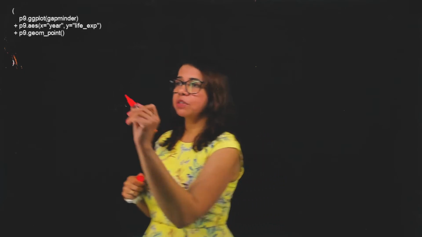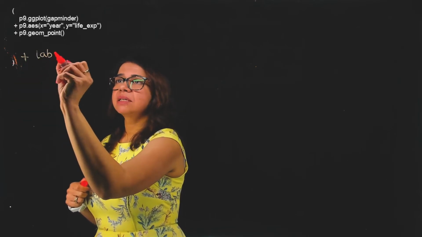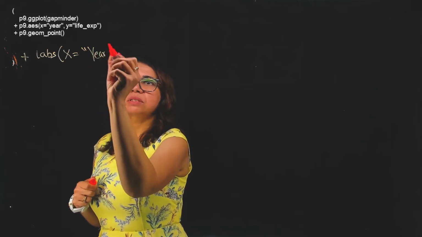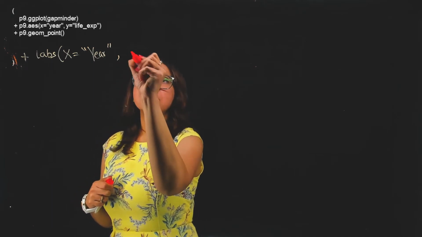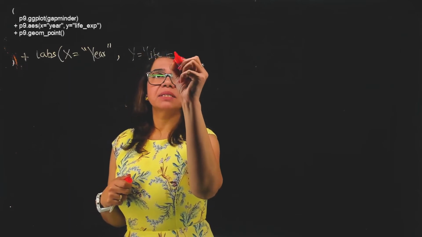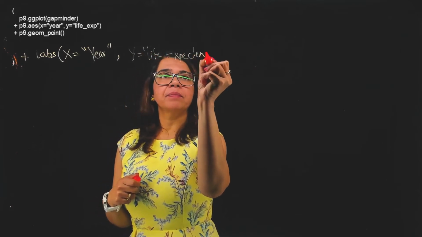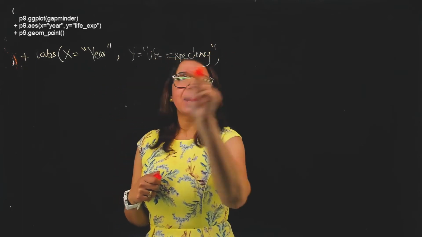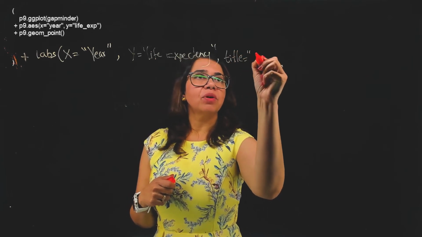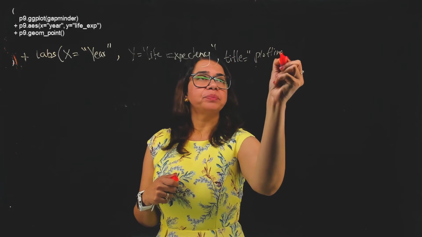So how can I do that? I'll just add one more layer to my previous code. I will use the plus sign again to add the next layer, and the next layer I will call labs, for labels. On the x-axis I want to call this year, and on the y-axis I want to call it life expectancy. So that's my x and y labels, and then I can also add a title to this plot. I'm just calling it plotting demo.